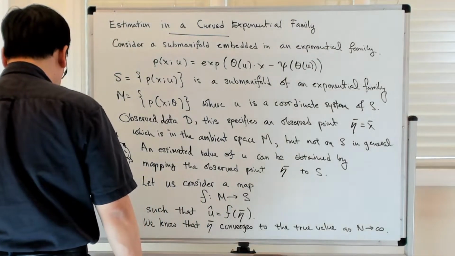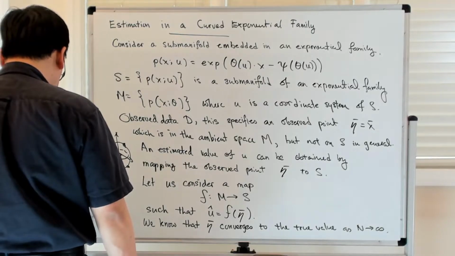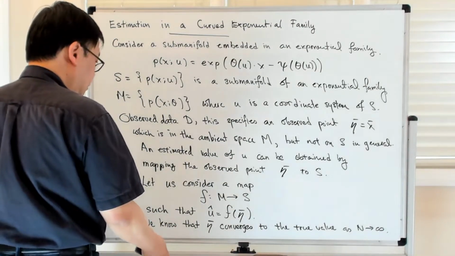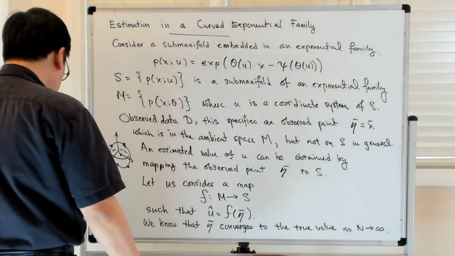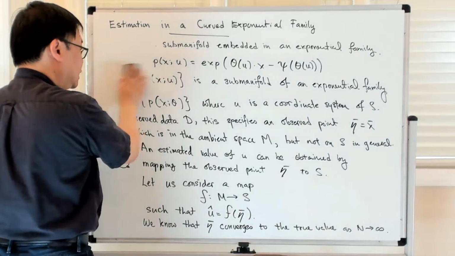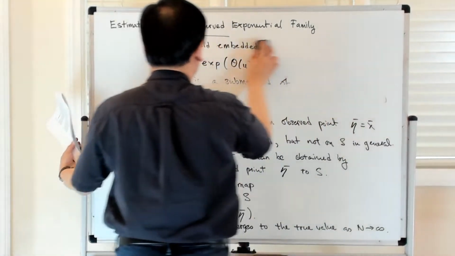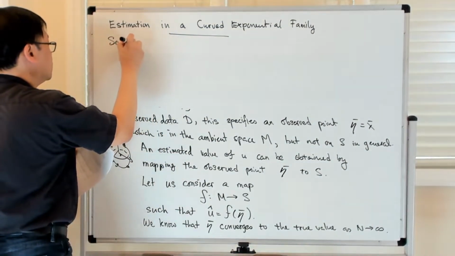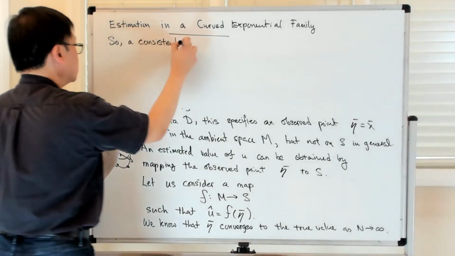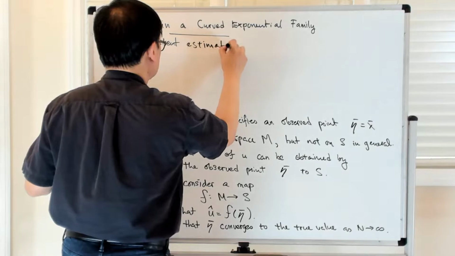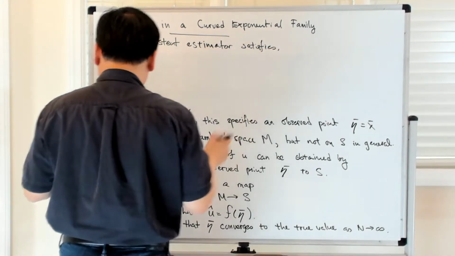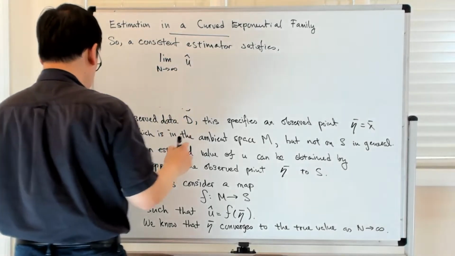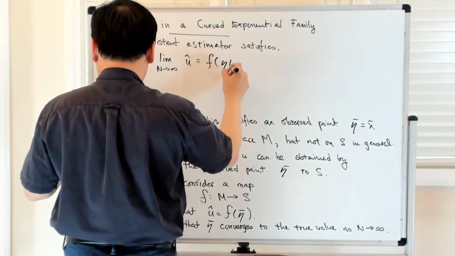So as a consequence of this, what has to happen is that the limiting, and I should say this follows from the law of large numbers, right? So any consistent estimator has to satisfy the following property: that we take the limit as n tends to infinity of U hat, and that has to equal F of eta of U.